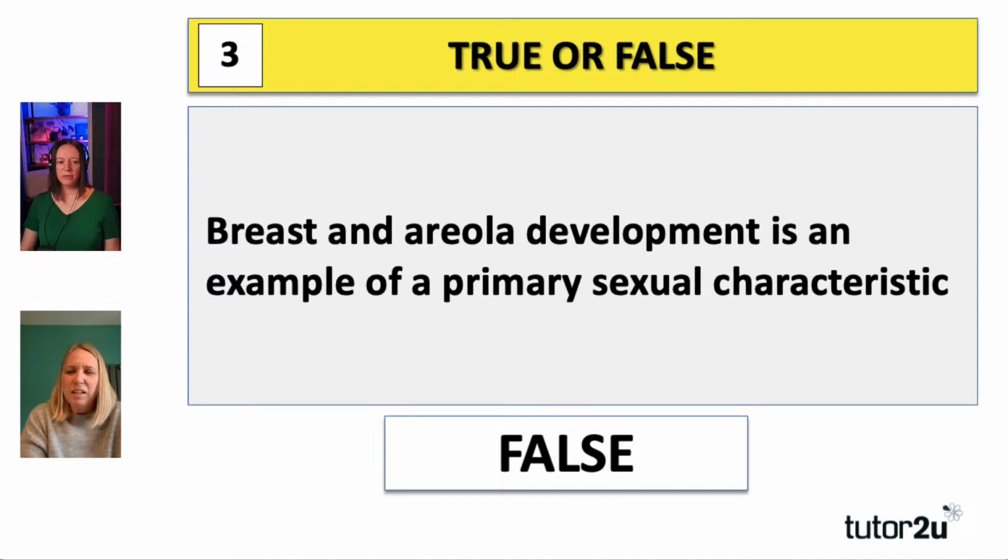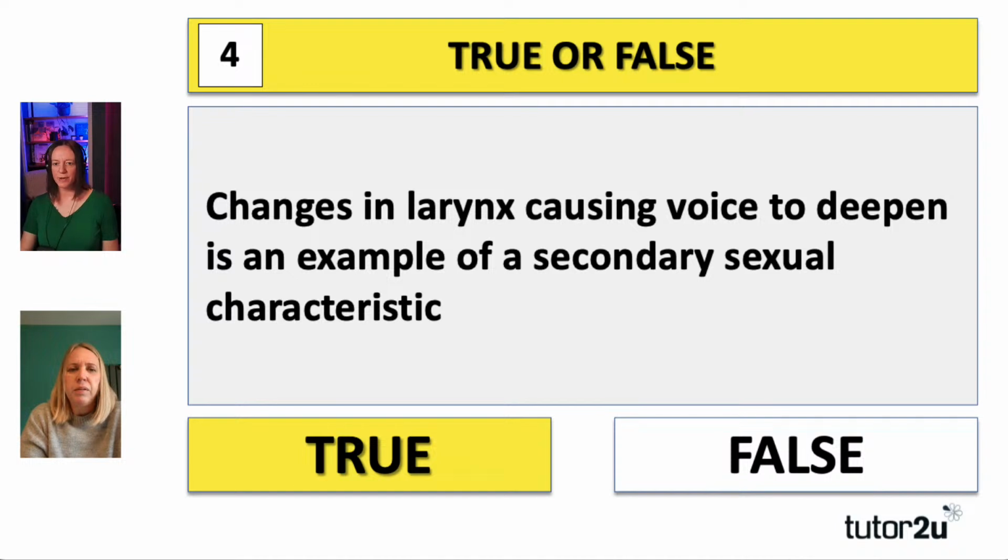Yeah. So brilliant. Obviously both biological males and females do have nipples when they're born, most of them, and you have a small amount of breast tissue, but that doesn't develop until you get into puberty. So it's not a primary sexual characteristic. Brilliant. Let's move on to the next one.